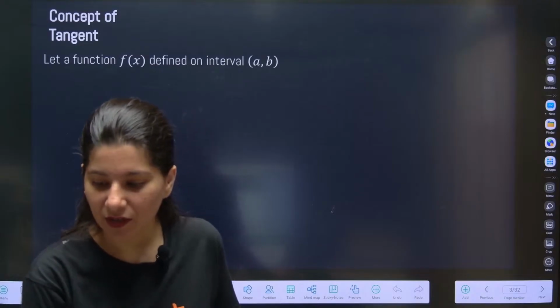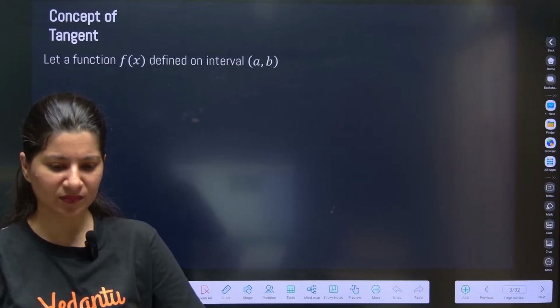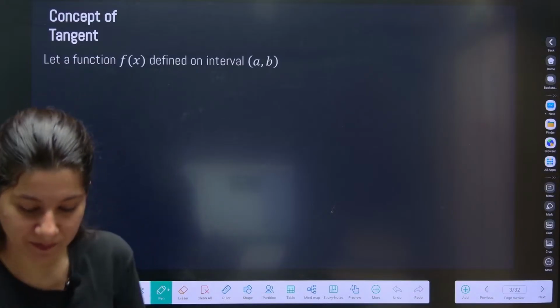Let's go into differentiability. So many mosquitoes in my studio. I don't know what happened. Wait, let me fix.